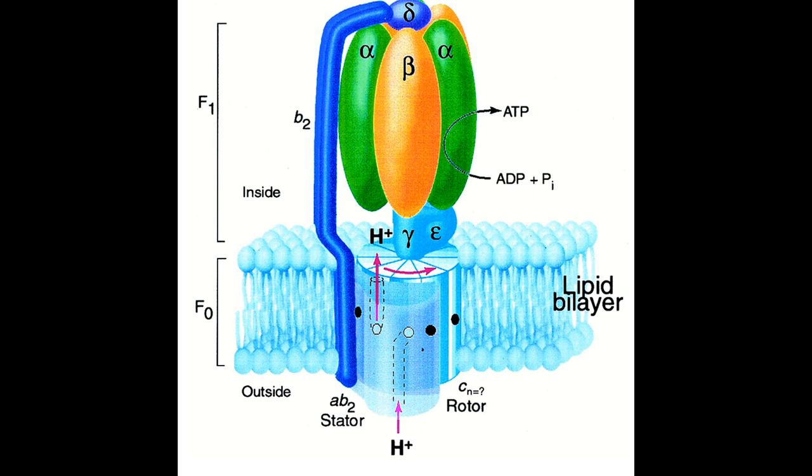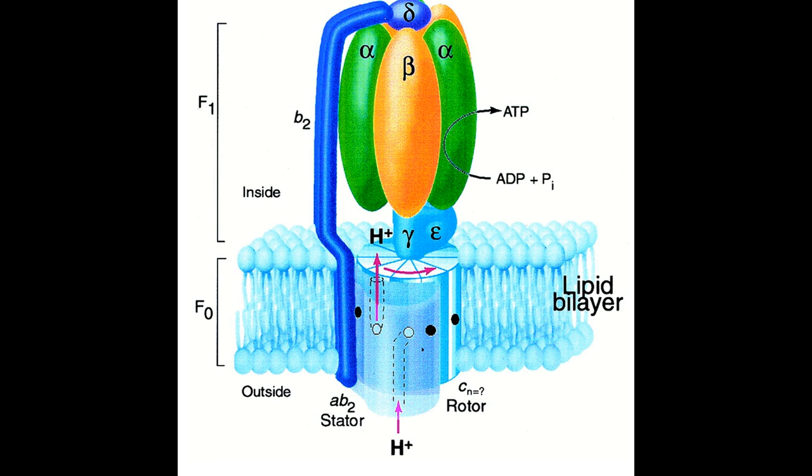The beta subunits can exist in 3 conformations. It can exist in a very tight state, which is bonded to an ATP molecule. It can exist in a loose state, which is bonded to an ADP and a phosphate, or a very loose or an empty state conformation, which is bonded to nothing.